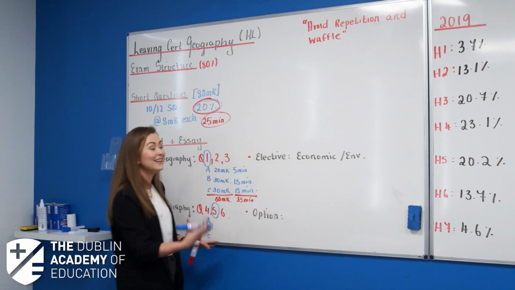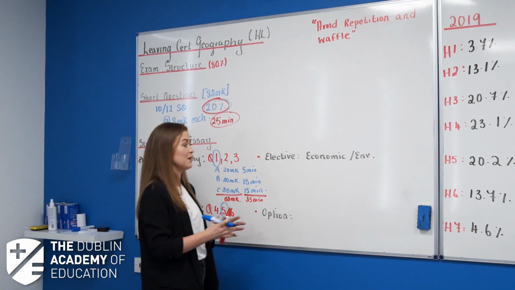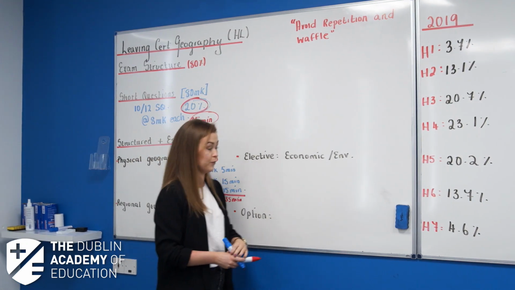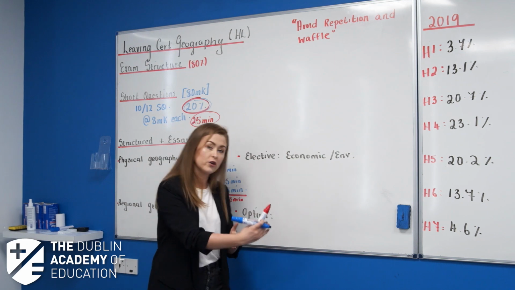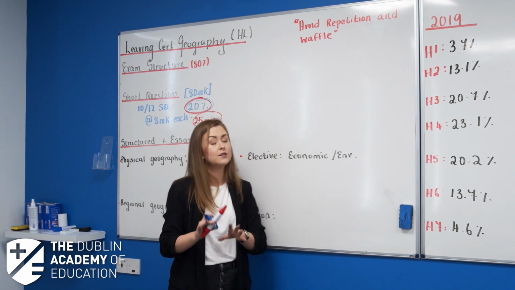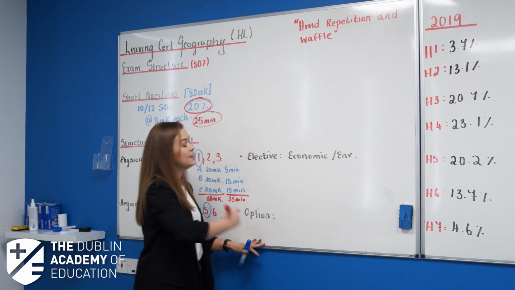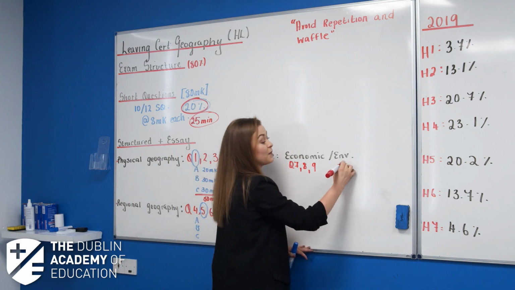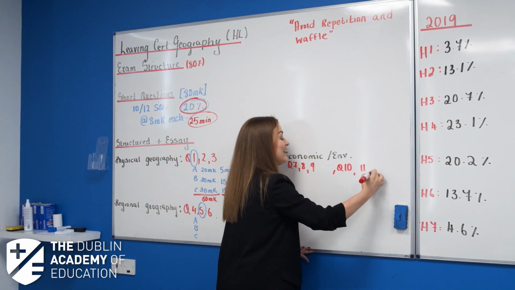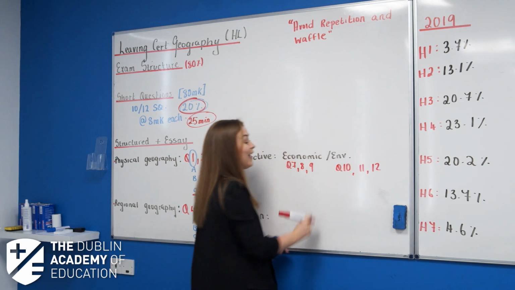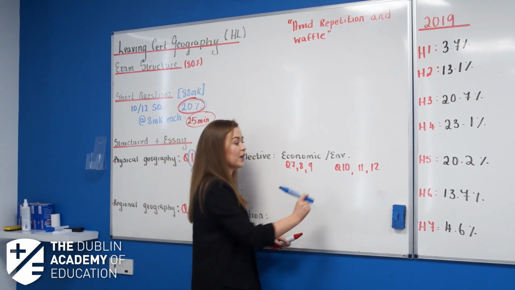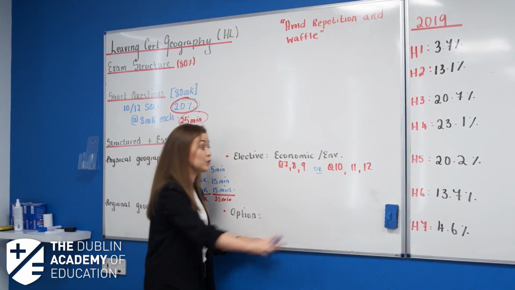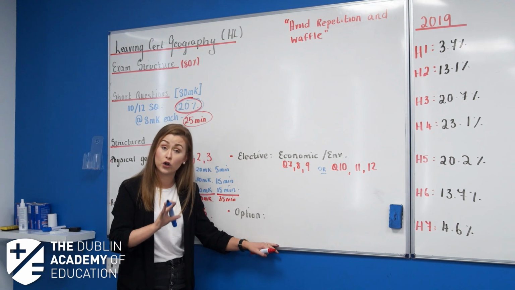After that, you have your elective. Now, often students will come into me and say, okay, I've done economic and environmental. That is not right. You do one or the other, okay? So you either do your economic or your environmental. There is no point studying both because you don't answer both sections. So here your economic is questions 7, 8, and 9. Your environmental is questions 10, 11, and 12. And you answer either the economic or environmental. So you don't study both. Do not make that mistake of doing your economic and your environmental, one or the other, okay?